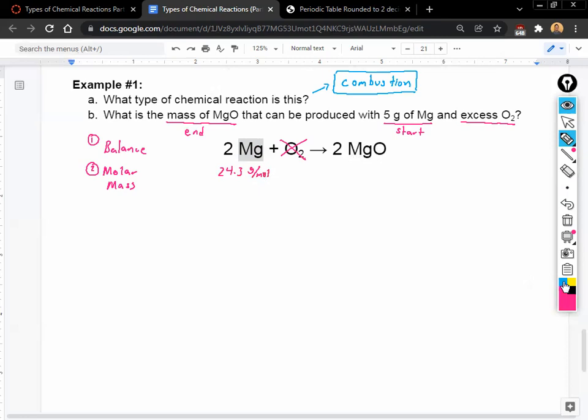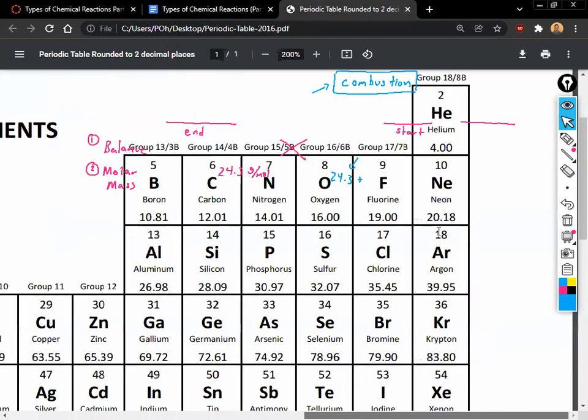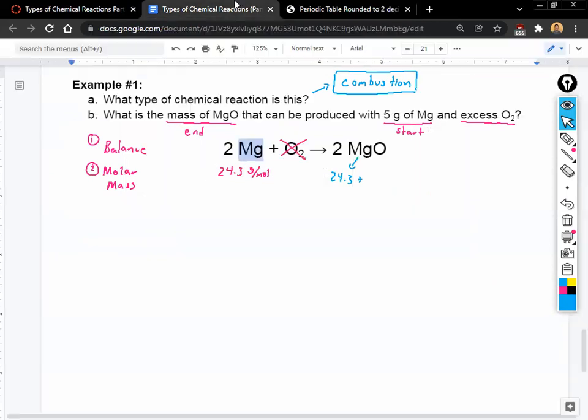The next one is MgO. So we need to add Mg, which we said was 24.3, and combine that with oxygen, which if we look on the periodic table is 16. So 24.3 plus 16 gives us 40.3 grams per mole. So there you go, those are your two molar masses.